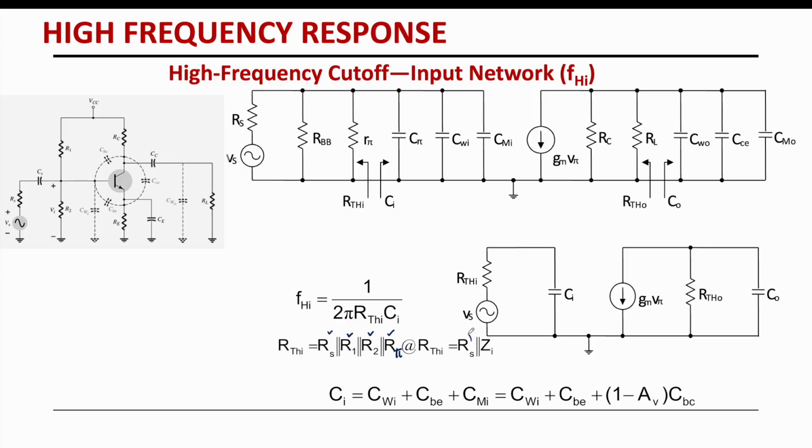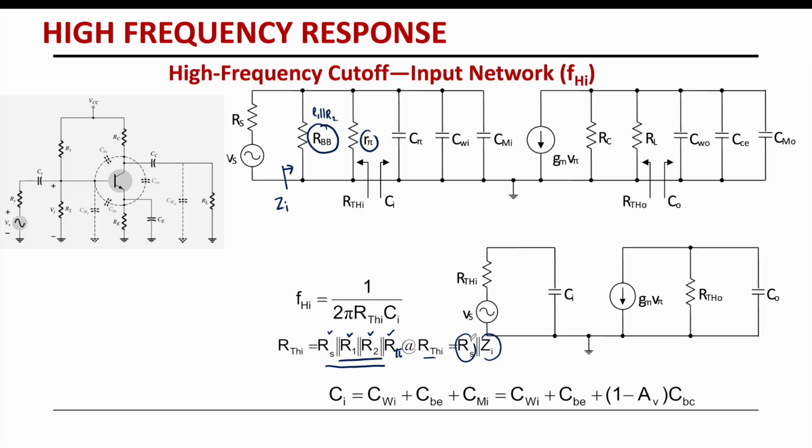Or you can also say that R Thevenin is RS parallel with Z in, which is this Z in. This is your Z in: R1 parallel with R2 and then parallel with R pi. Okay, so either one is fine. I think this one is easier, because we can see directly that everything is in parallel connection.